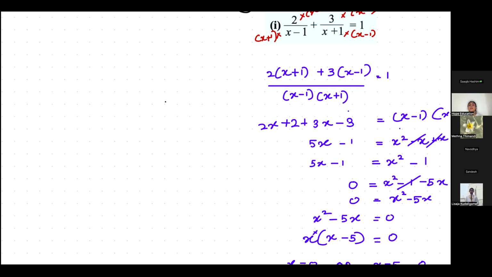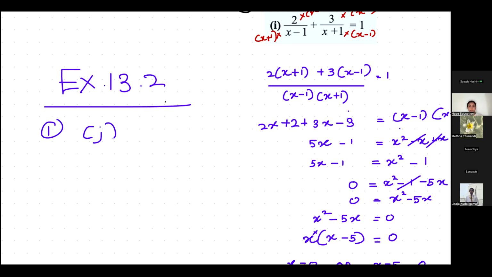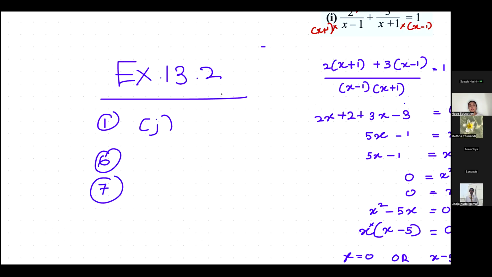Mark the homework, Exercise 13.2. I remind you that the second one in 13.1 we haven't corrected yet. Remind me of that too. Exercise 13.2. Mark. Excuse me. First, J. Then 6 and 7. Do these questions and come next day. I should be able to quickly tell you the homework.